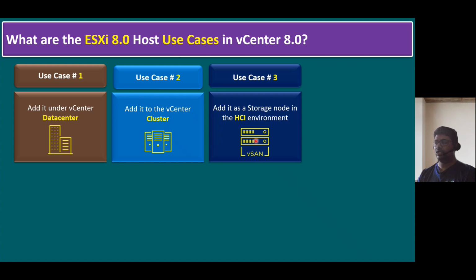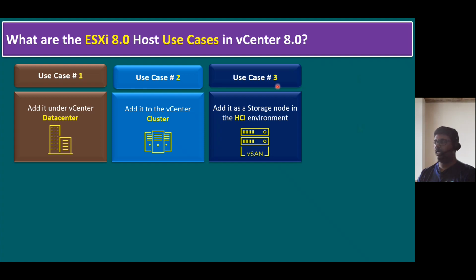Each ESXi host has some hard drives. Grouping all these hard drives, we make it a storage node. Suppose in this diagram we have a two node virtual SAN. Even within this two node cluster, if you want to add one more node as a storage node, that is also possible. So this is use case 3.